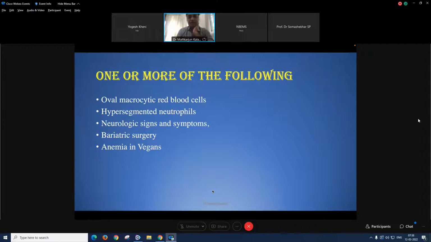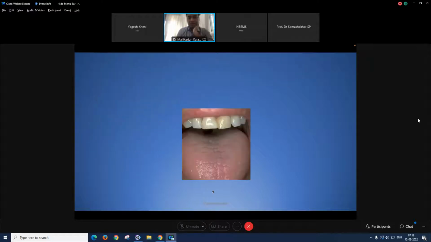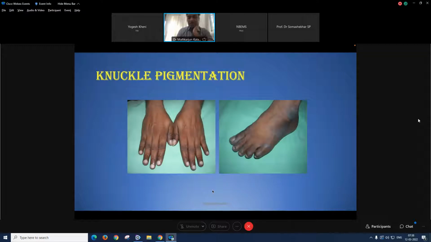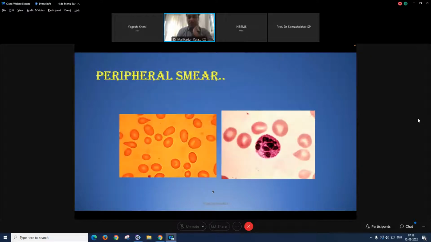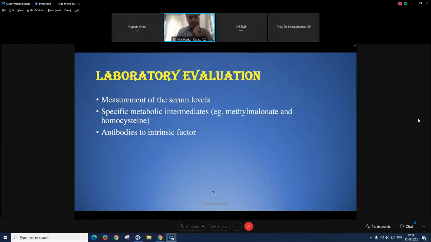B12 and folate deficiency causing megaloblastic anemia is another common cause, and we all have read about this. The typical smear picture is one of macrocytes, macro-ovalocytes, hypersegmented neutrophils, and it can occur in various clinical settings. Again, atrophic glossitis and knuckle pigmentation are common clinical manifestations. If you see the smear here, you can see hypersegmented neutrophils, ovalocytes, and macro-ovalocytes, which confirm the B12 deficiency.